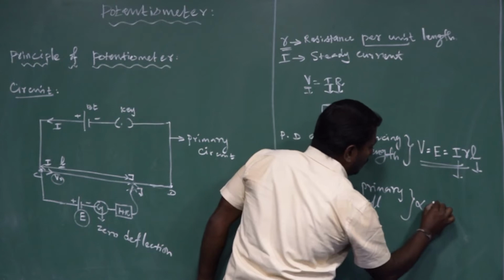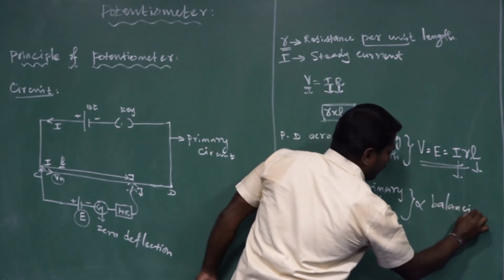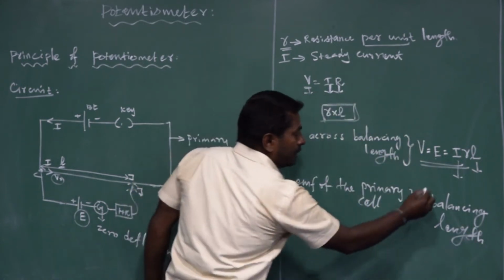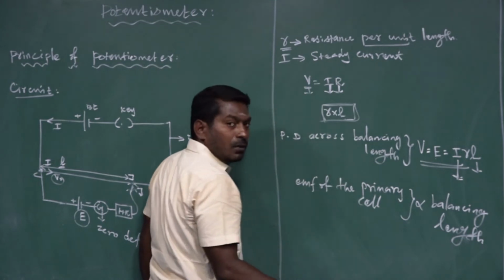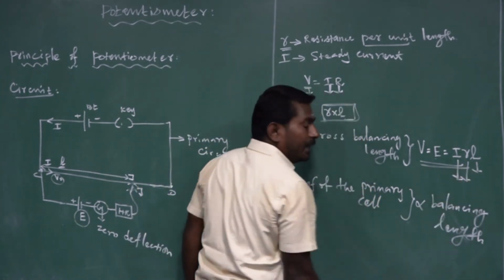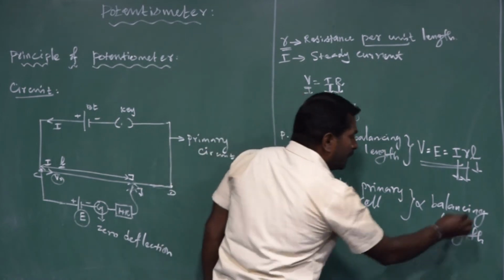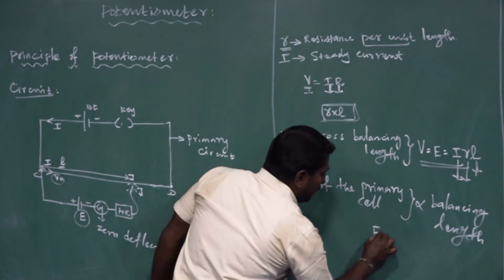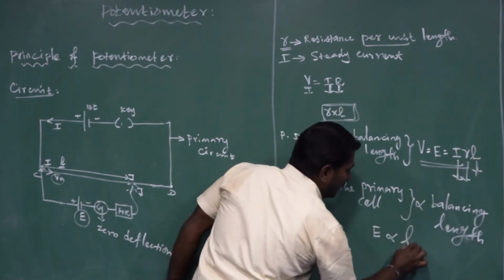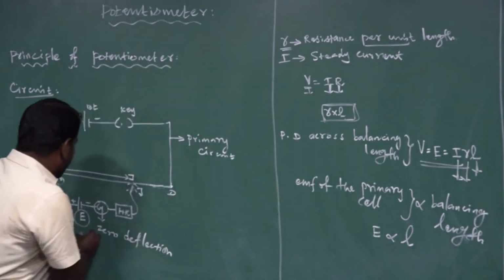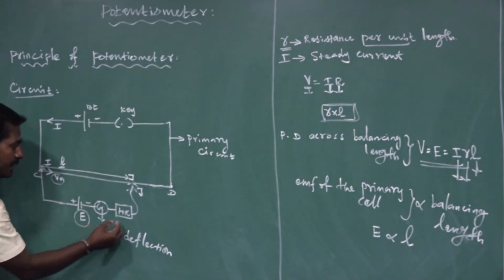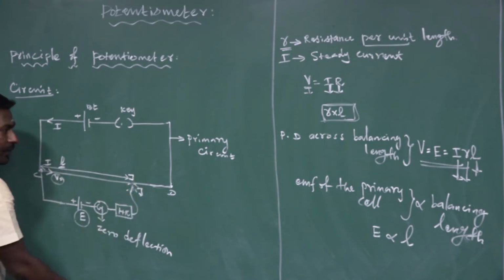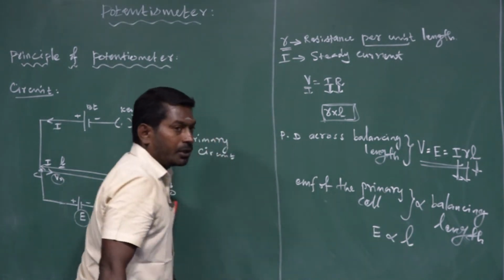is directly proportional to the balancing length. Here, the steady current through the potentiometer wire remains constant, the resistance per unit length of the potentiometer wire remains constant, but only the balancing length is variable. So the EMF of the primary cell E is directly proportional to the balancing length L. If the primary cell EMF increases, we get a larger balancing length, which means the EMF of the primary cell is directly proportional to the balancing length.